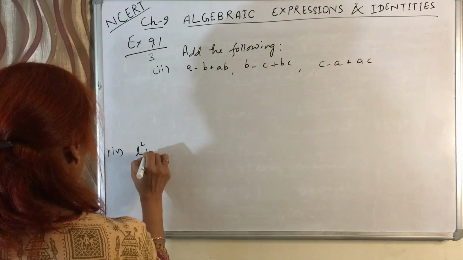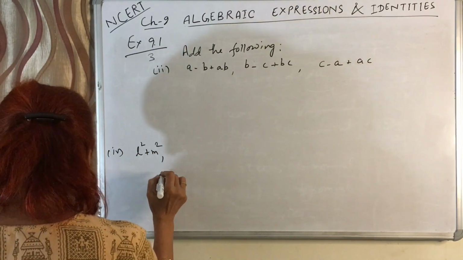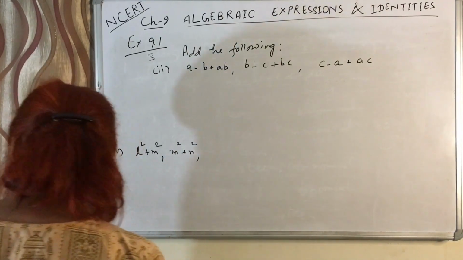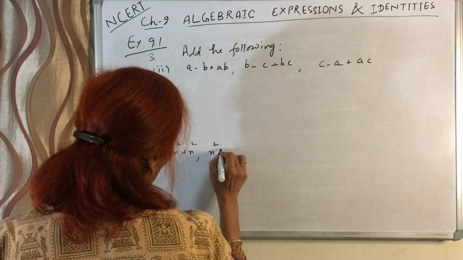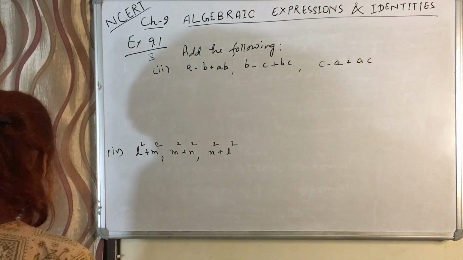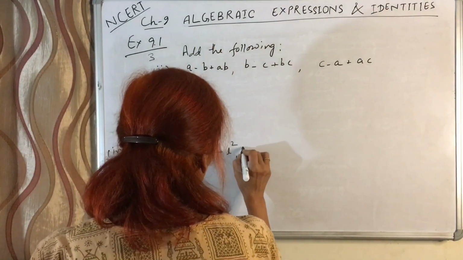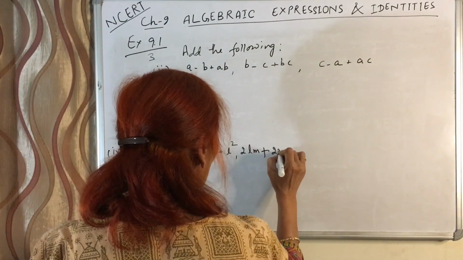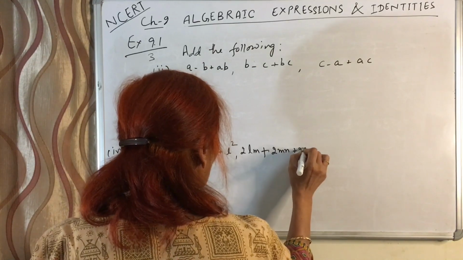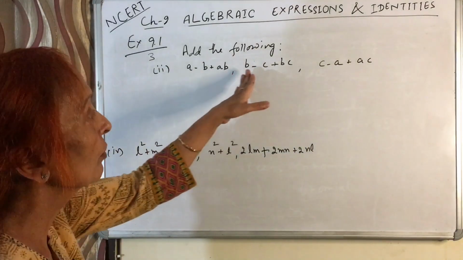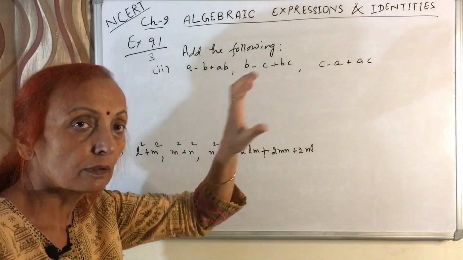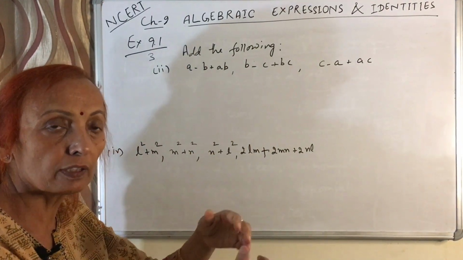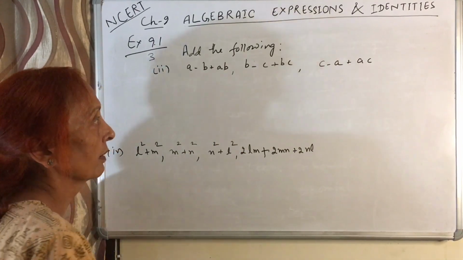Fourth also I'll write L square plus m square plus n square, plus L square, and next is 2lm plus 2mn plus 2nl. We are to add these three terms. So procedure we know. We'll write like terms one below the other and simply add.